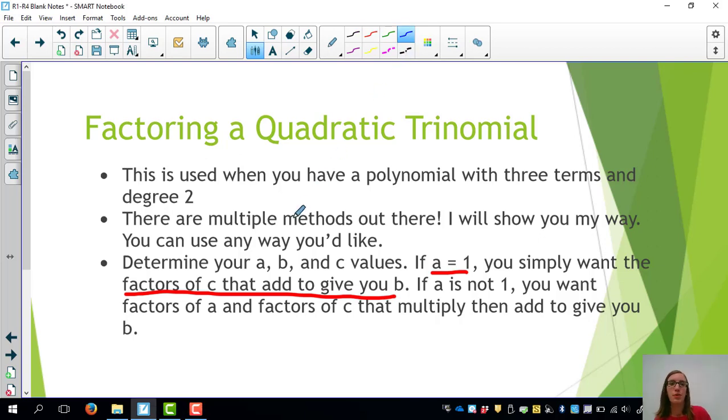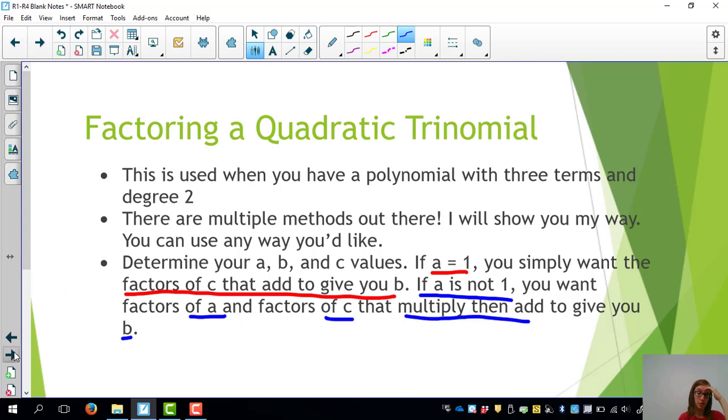In this video, we'll be factoring a quadratic trinomial with an a value that is not 1. If a is not 1, then you need the factors of a and c that multiply then add to give you b. So we're still looking for factors to give us b, but this time we have an a value, so we have to find the factors of a and c that when you multiply then add them, they give you b. I like to use a chart.